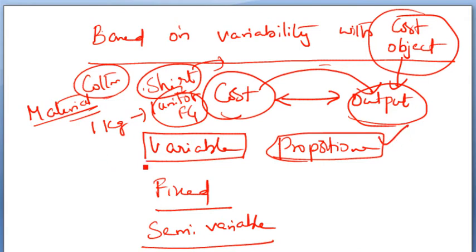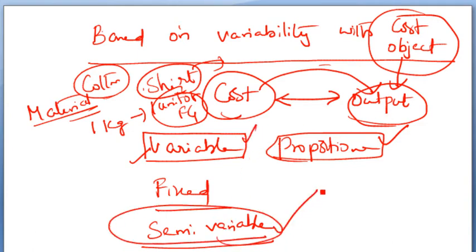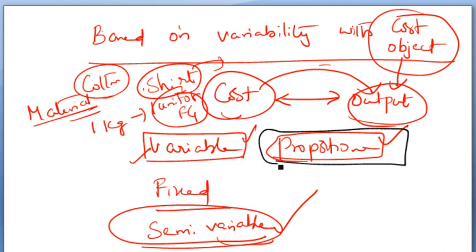Many times students get confused. Whenever you ask them what variable cost is, they say variable cost is something that varies along with the output. That is not a 100% correct answer. It is correct, but it is not exact. Anything that varies with the output is not necessarily variable cost, because even semi variable cost varies along with the output. What makes variable cost special is that it varies with the output proportionately. So proportionately is the keyword.